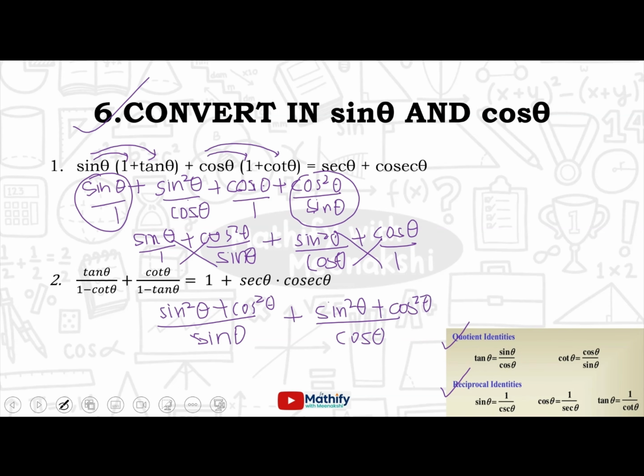Now what is sine square plus cos square? It's 1. What is sine square plus cos square? It's 1. What you can write? 1 by sine theta plus 1 by cos theta. Now what is 1 by sine theta? See the reciprocal of sine, it's cosec, and the reciprocal of cos, it's sec. Hence proved. Cosec plus sec and sec plus cosec, both are the same. Let's move to question number 2.